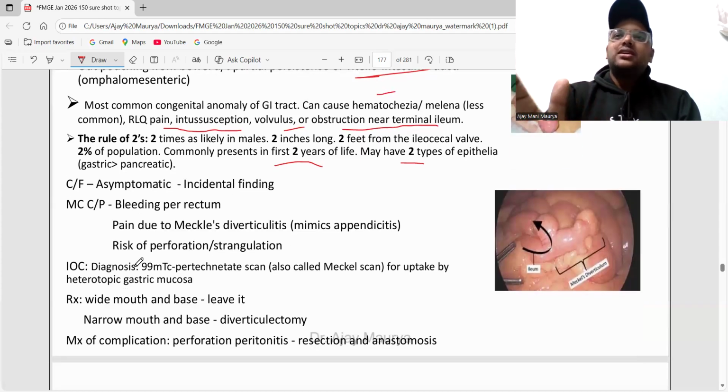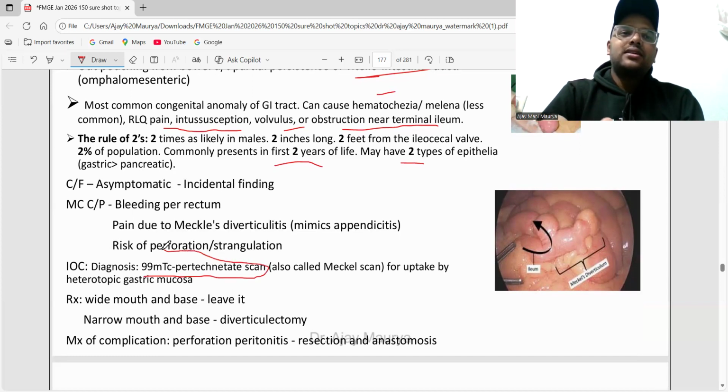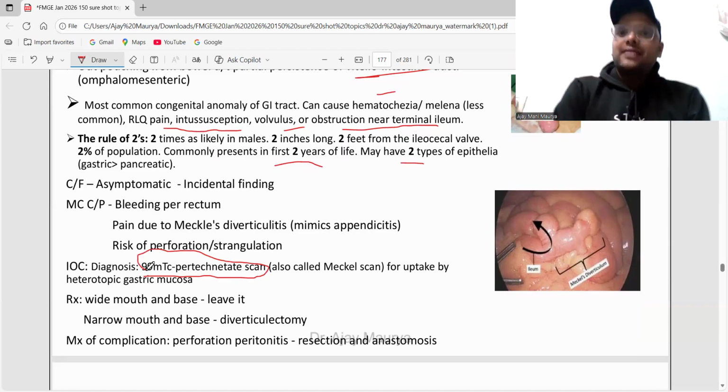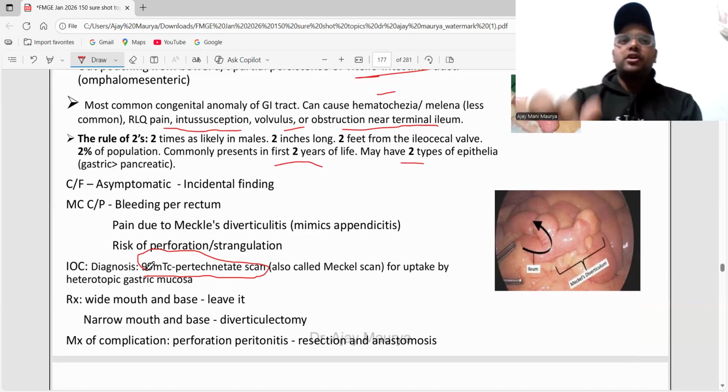What is the diagnosis here? Investigation of choice, remember, is Technetium-99m pertechnetate scan. This is also called the Meckel scan, for uptake by heterotopic gastric mucosa. Okay, now this is very important. They will ask you what is the investigation of choice for this one.